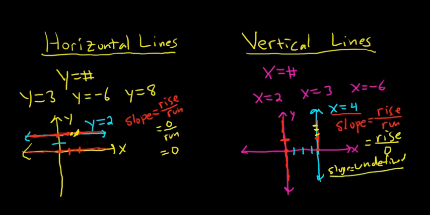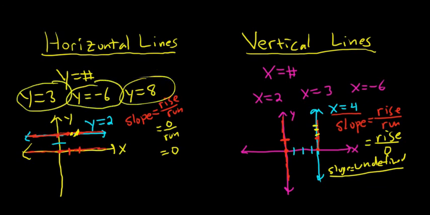So to recap, if you have y equal to a number, it's a horizontal line, and horizontal lines always have a slope of 0. If you have x equal to a number, it's a vertical line, and vertical lines always have an undefined slope. I hope that made sense.